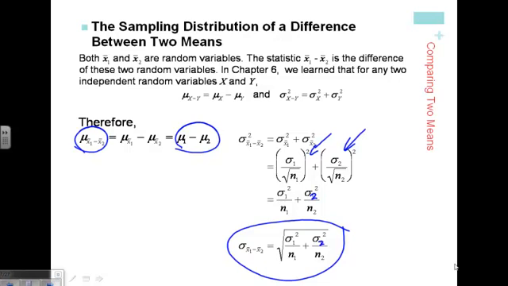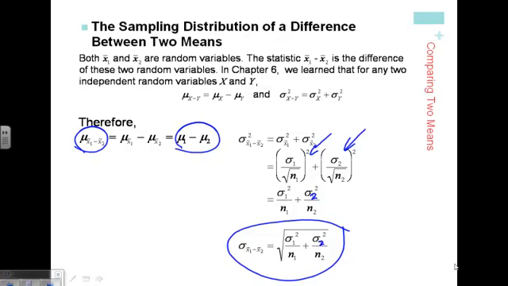Okay, that being said, that's great if we have population level knowledge. Tomorrow, when you take your quiz, there just might be another question like there was on yesterday's quiz, where I give you population level knowledge and say, okay, tell me some things about this distribution of differences of sample means.